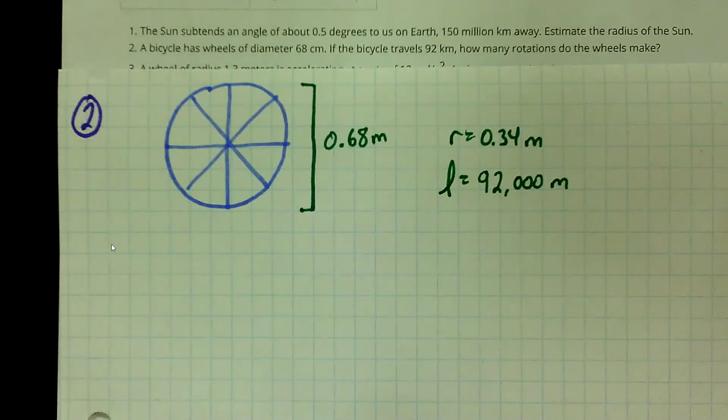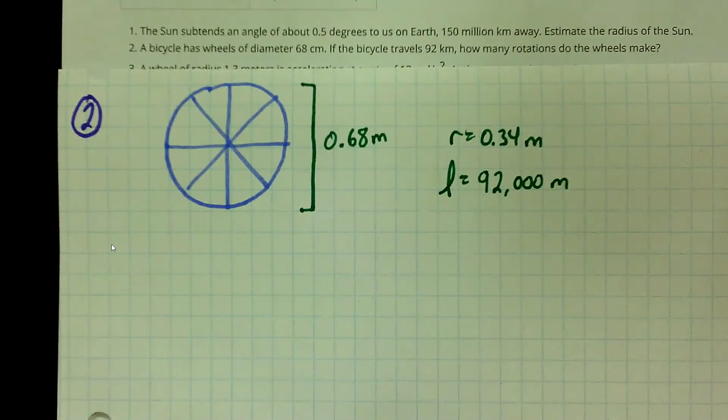So what's happening here is this wheel turns. Let's talk about a partial turn to begin with. I'll do it this way so that you can see it. If this wheel goes half a rotation, you see that the arc length it traveled through was half a meter, because this has a circumference of a meter.